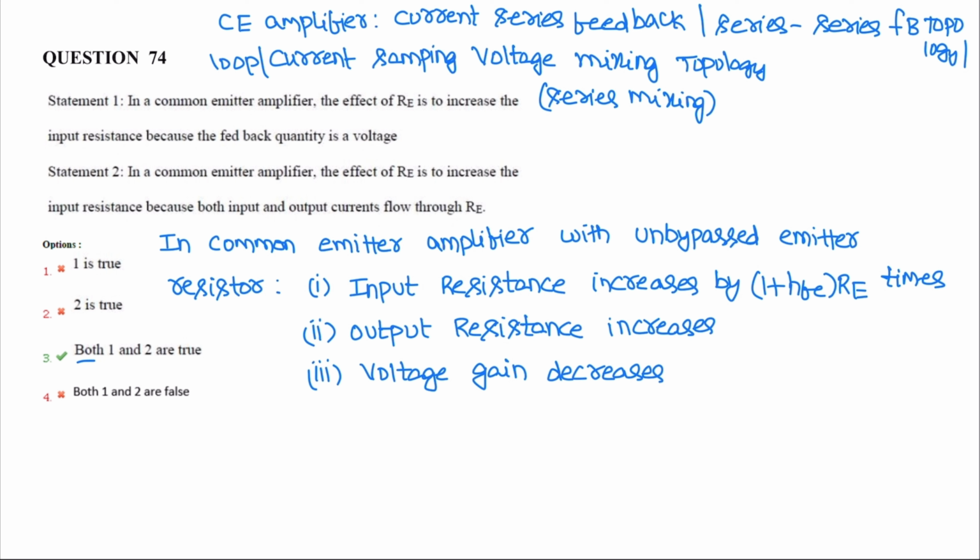In a common emitter amplifier, the effect of RE is to increase the input resistance because both input and output currents flow through RE. So statement 2 is also correct. Both statement 1 and statement 2 are correct. Voltage mixing, series mixing, feedback network is connected in series with the input. This series mixing increases the input resistance.